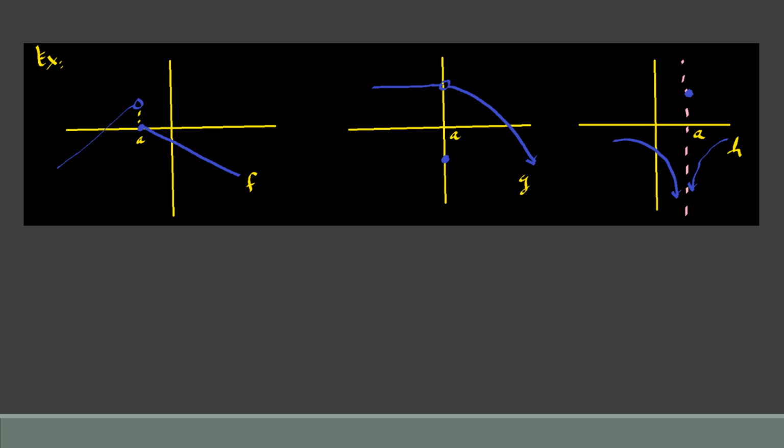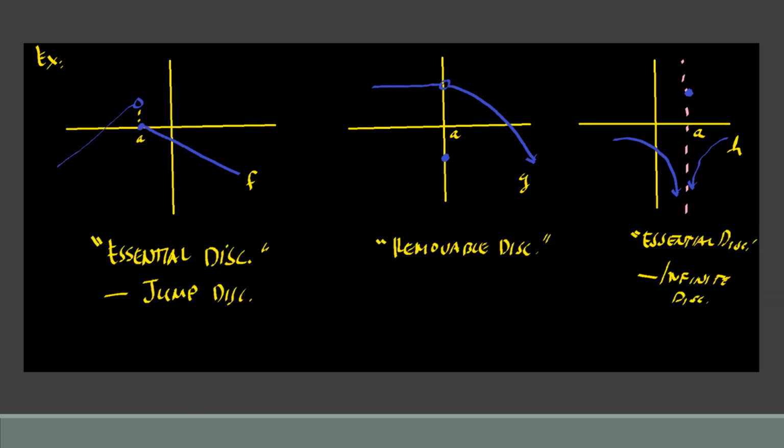All right, so we check on your answer. For the first one, it is an essential discontinuity, a jump discontinuity. The second one is a removable discontinuity, and third is an essential discontinuity, an infinite discontinuity.